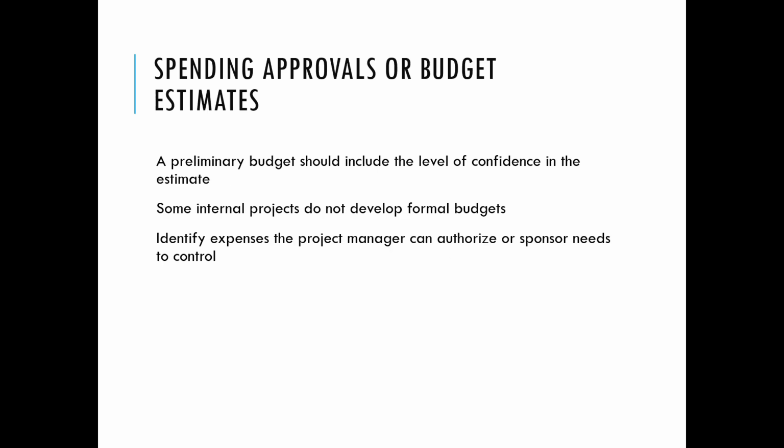Proper approvals need to be in place for a budget and estimate. A preliminary budget should have the level of confidence in the estimate. If we identify the expenses, the project manager can authorize or the sponsor needs to control. That accounts for proper planning. Some internal projects even do not develop formal budgets.